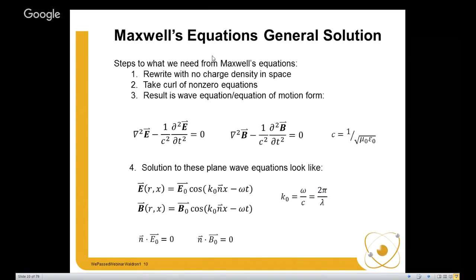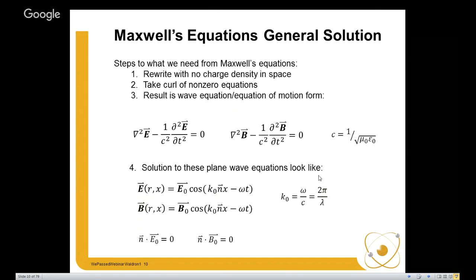Now, if I want to try and propagate a wave using Maxwell's equations, I have to rewrite with no charge density, take the curl of the non-zero equations, and I get a result that is in the wave equation, or equation of motion form, and of course it's second order. And if we just say, okay, we're going to get solutions to this, and they're going to be plane waves, they're going to have this form here, they're going to be cosines.